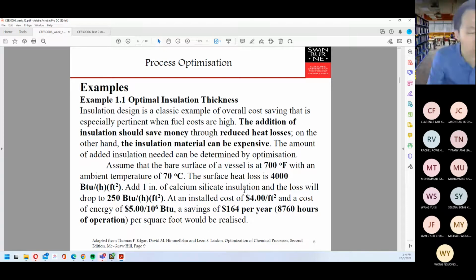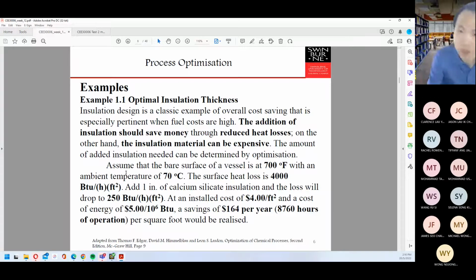The best way for us to understand is always going into the insulation. For example, the insulation design in here will give a classical example of the overall cost saving. Okay, so why do we bother to use an insulation? Because if we use an insulation, it will reduce the heat loss. Meaning that whatever the process is, we can reduce the heat input into the particular process. However, the insulation material itself is associated with a cost.